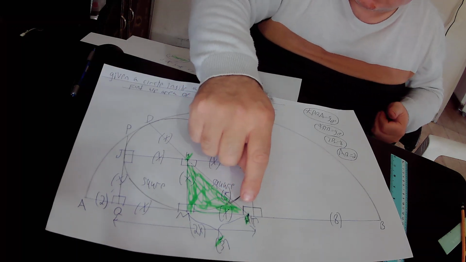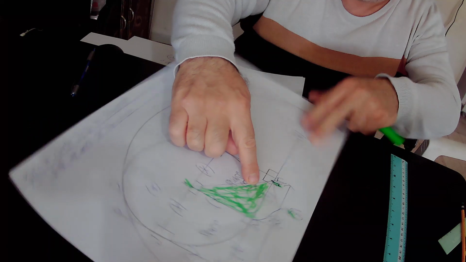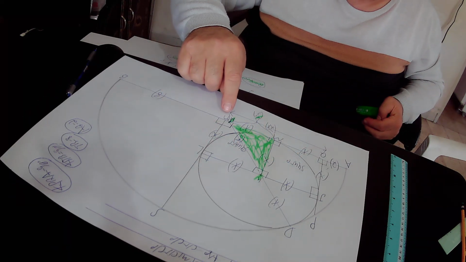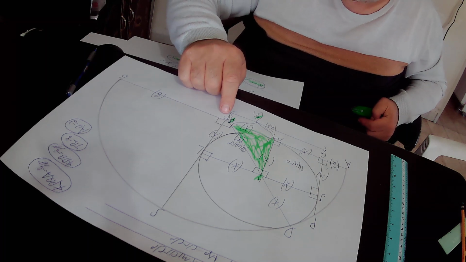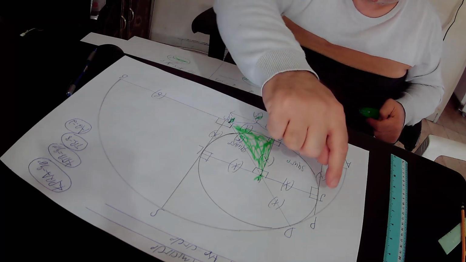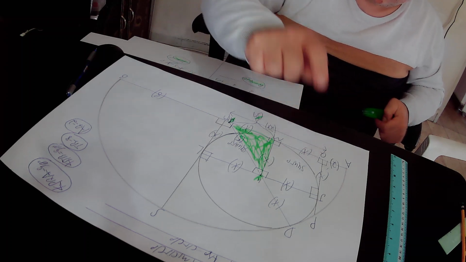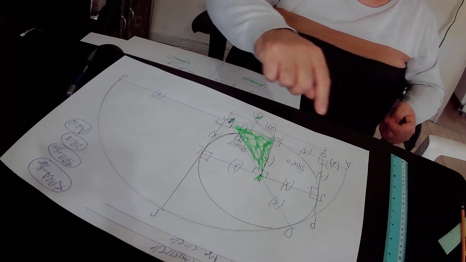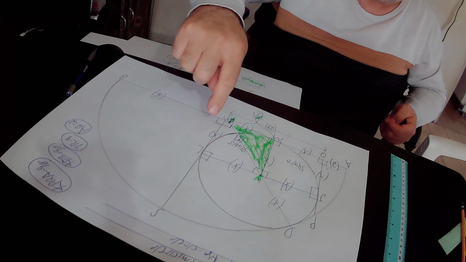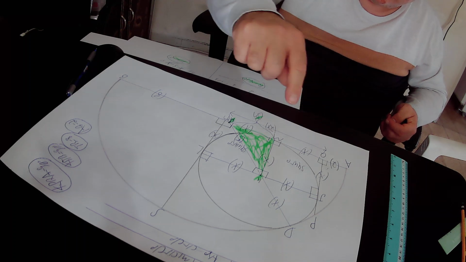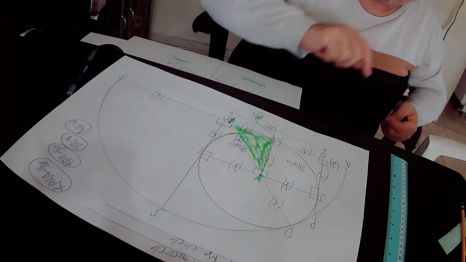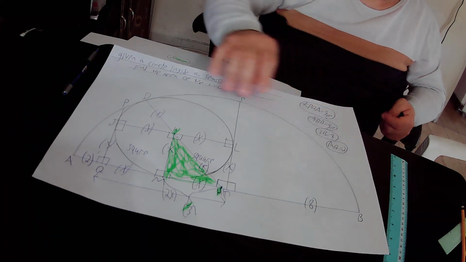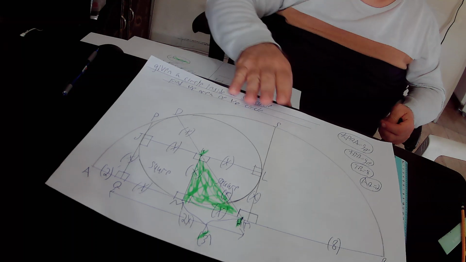The shape JLTQ is a quadrilateral. Why? Because it has 4 sides: 1, 2, 3, 4. So inside quadrilateral JLTQ, we have 1, 2, 3, 4 right angles. And according to rule 6, any quadrilateral that has 4 right angles must be at least a rectangle, if not a square.